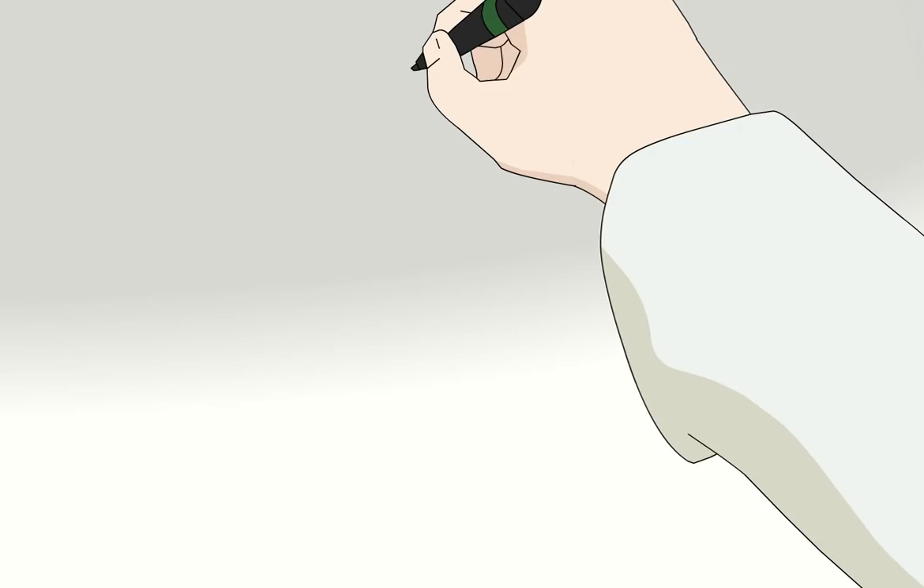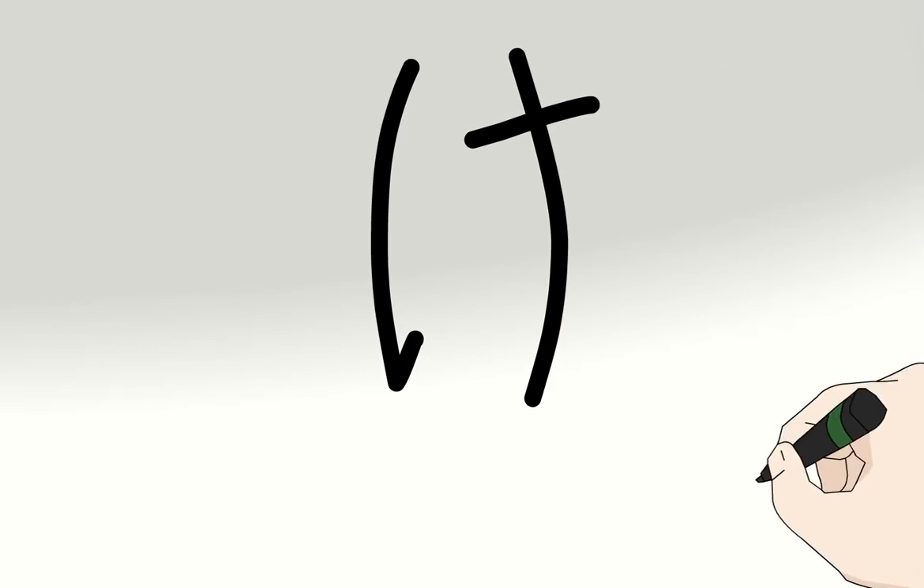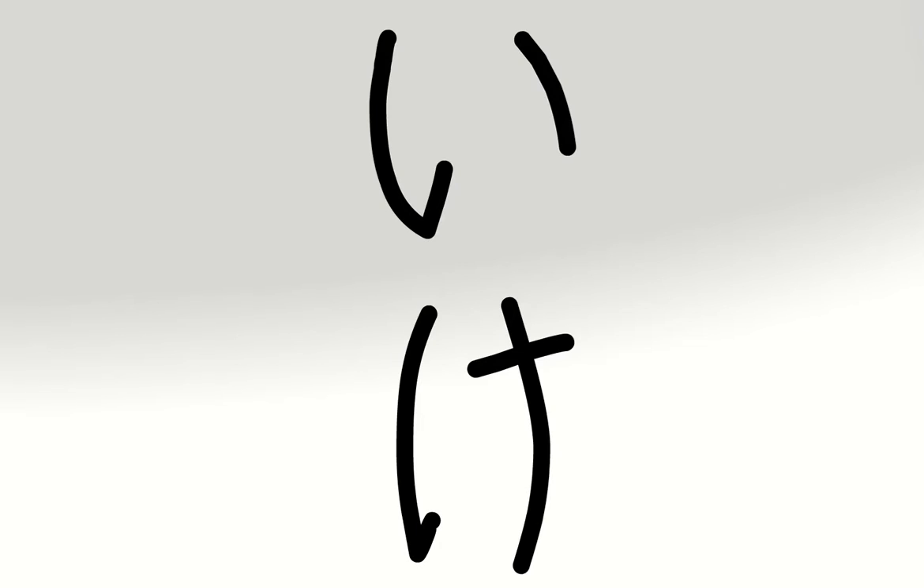The next character is ke. Pay attention to the hane at the first stroke. The bottom of the third stroke must be slightly curved inward. Example, ike, which means pond.